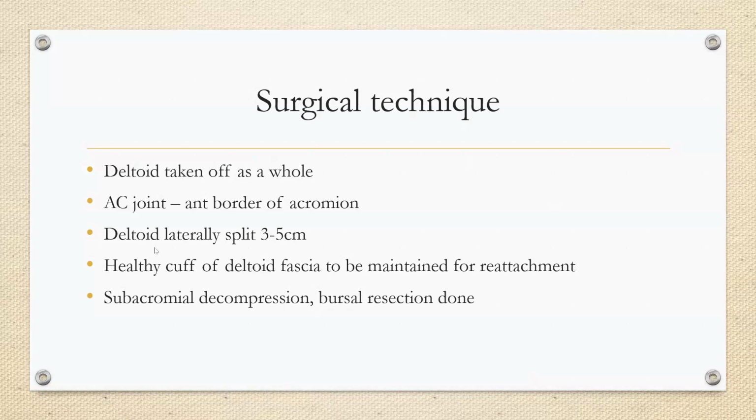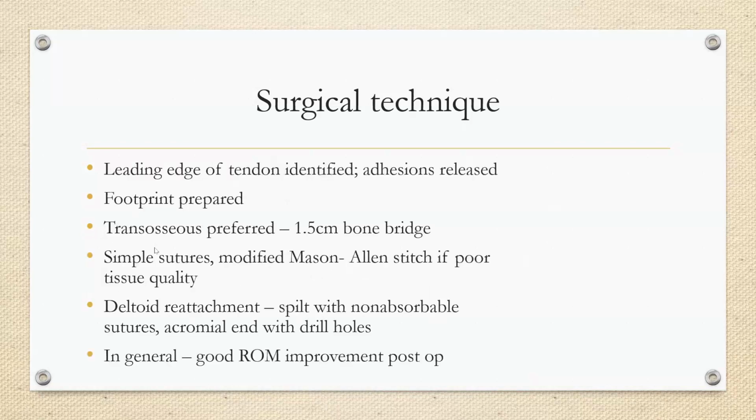And laterally, the deltoid is split along its fibers up to 3 to 5 centimeters. Care should be taken not to extend further, to protect the acromion. And again, while dissecting, a healthy cuff of deltoid fascia should be maintained, which is imperative to repair it post the procedure. And as discussed before, subacromial decompression and bursal dissection is done.